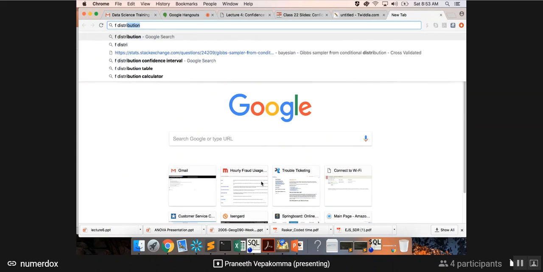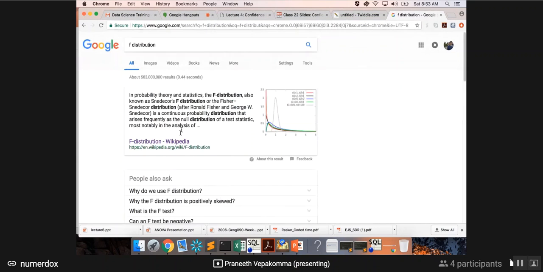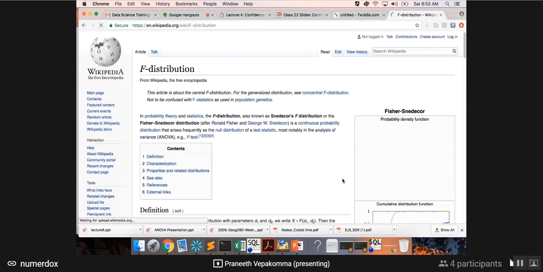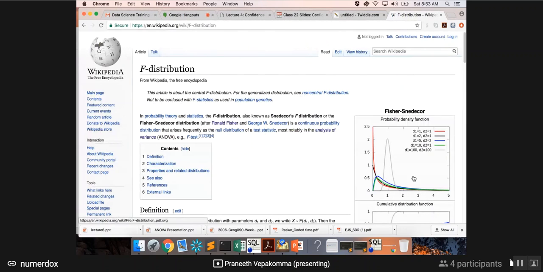Just to show the shape of the F distribution, I want to open Wiki. Wiki always says, there you go, here you see. So these are the F distributions. It's not looking like normal. Depending on your choice of parameters of mean and variances, you will get different F distributions.